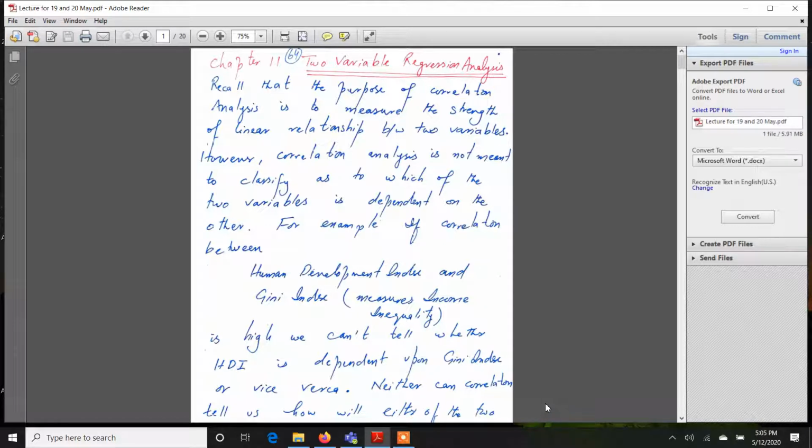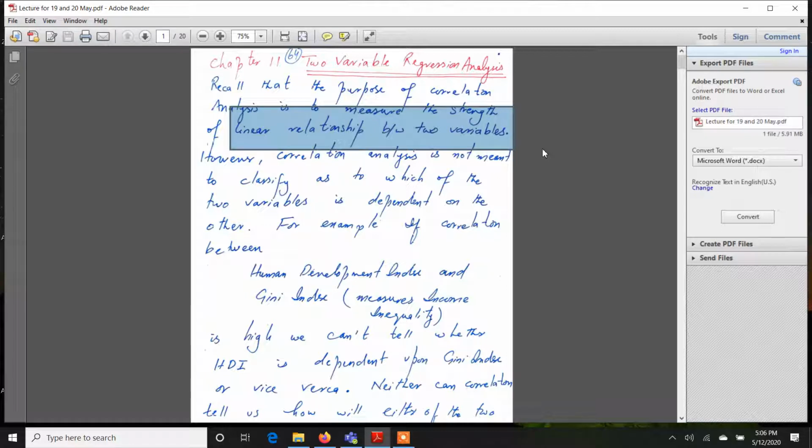Okay, so today's topic is two-variable regression analysis. If you could recall, what was the purpose of correlation? It was, or it is, to know the strength of linear relationship between two random variables. Now the word is linear relationship between two random variables. That is, if we plot the two random variables on a scatter plot, the pattern will be close to a straight line.